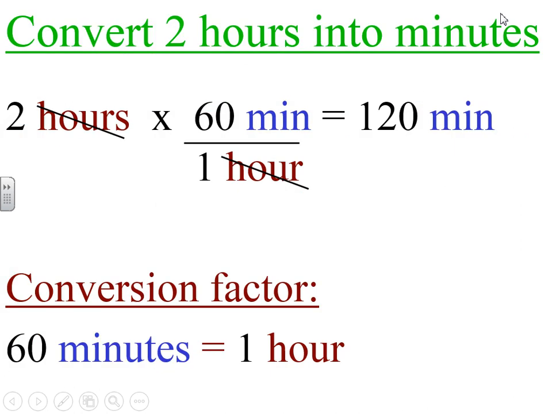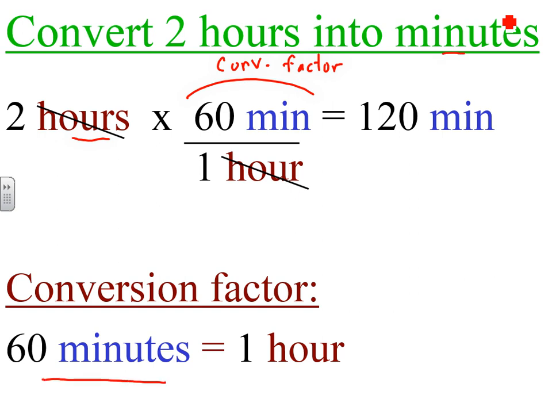So here is an actual example. If you convert 2 hours into minutes, so really simple example, we know this is our conversion factor right here. Right in the middle here is our conversion factor. Now the conversion factor relates what you want to convert, which is hours, and what you want to convert to, which is minutes. So it actually relates hours to minutes. The conversion factor is there are 60 minutes in 1 hour.